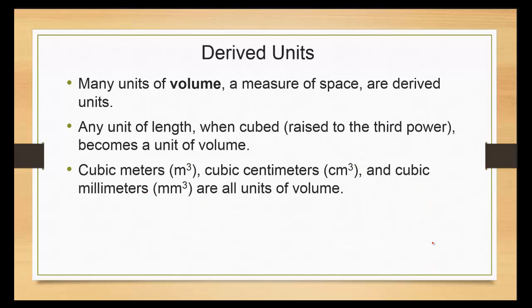Many units of volume, a measure of space, are derived units, like you just saw. Any unit of length, when cubed, raised to the third power, becomes a unit of volume. For instance, cubic meters, cubic centimeters, so centimeters times centimeters times centimeters, and cubic milliliters. Milliliters times milliliters times milliliters are all units of volume. You may have heard things like liters and milliliters. Those are also derived units with the same general principle. They just have another set of numbers that go with them.